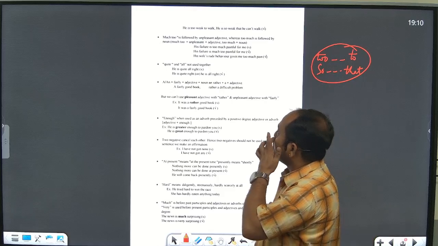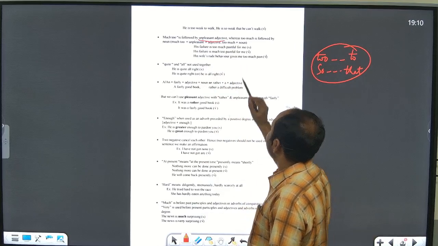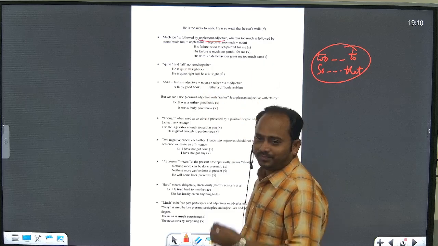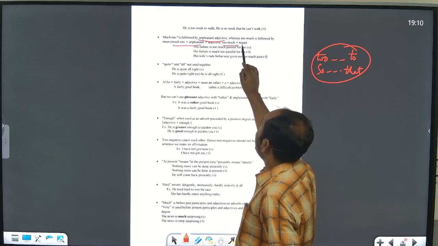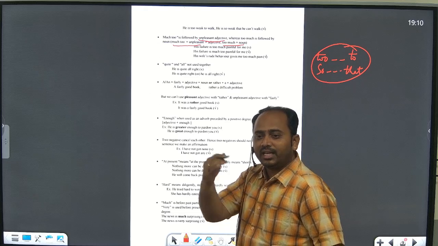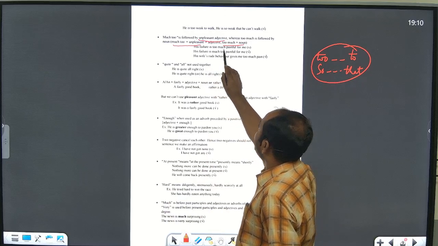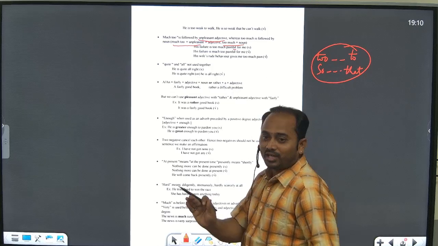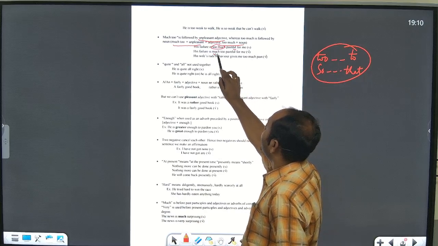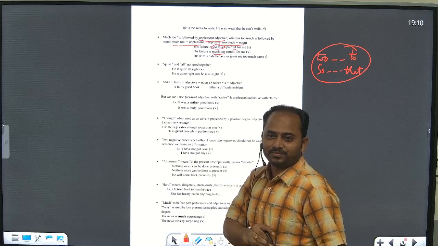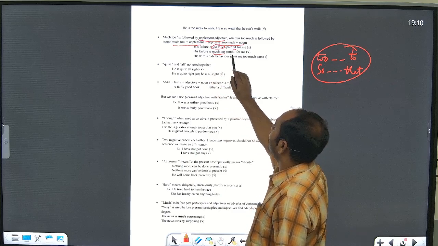Next. Much too is followed by an unpleasant adjective, whereas too much is followed by a noun. So after much too, we should use an unpleasant adjective. Too much is used only before a noun. See, "his failure is too much painful for me" is wrong. We should not use too much; we should use much too, because painful is an unpleasant adjective. So that's the reason: his failure is much too painful for me.